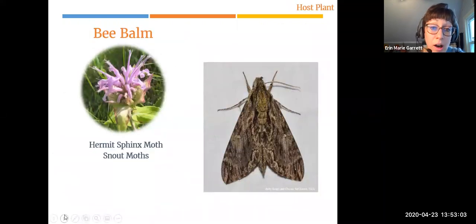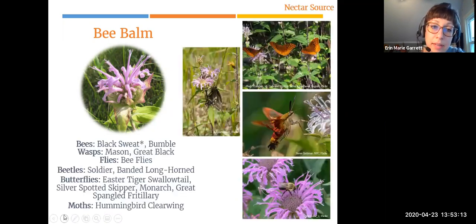Okay. Bee balm is going to be a host plant, even though it's in the mint family. Its leaves are still preferred by a couple different caterpillars from some moths, and then it is going to be visited by a whole host of different pollinators, just like many of the others we've looked at. A couple that I want to point out is in that middle picture on the right, we can see a hummingbird clearwing moth.